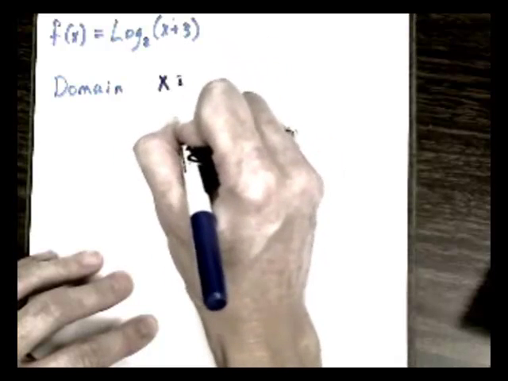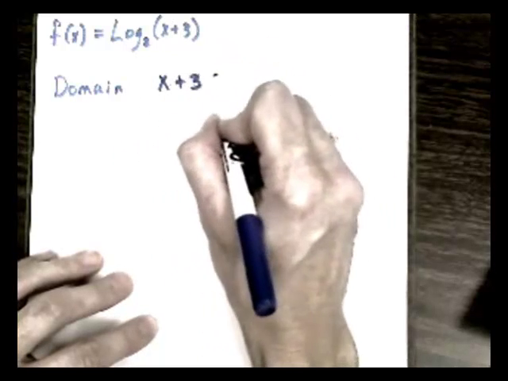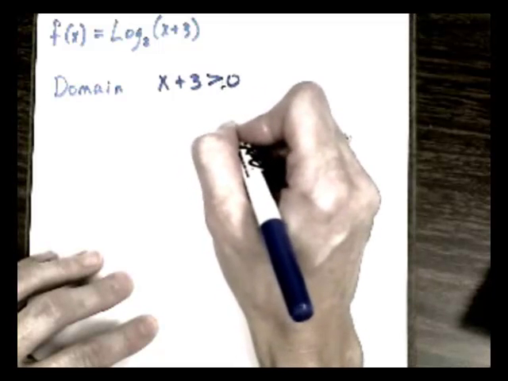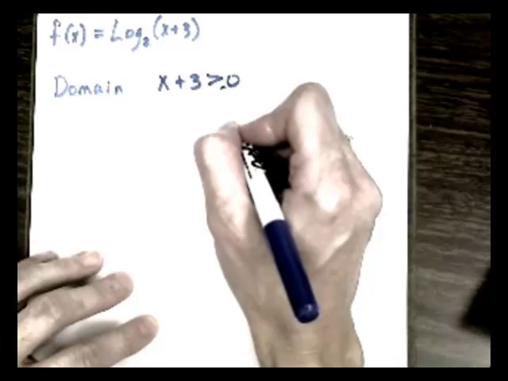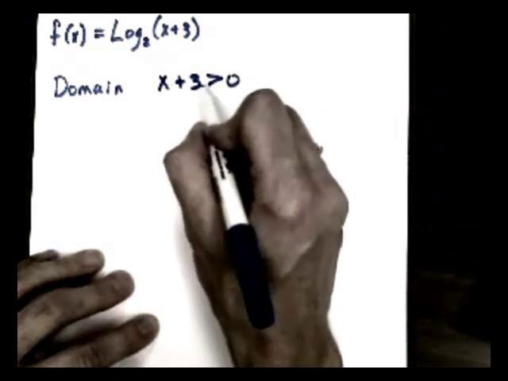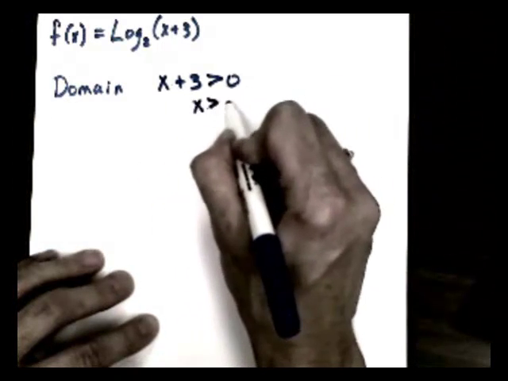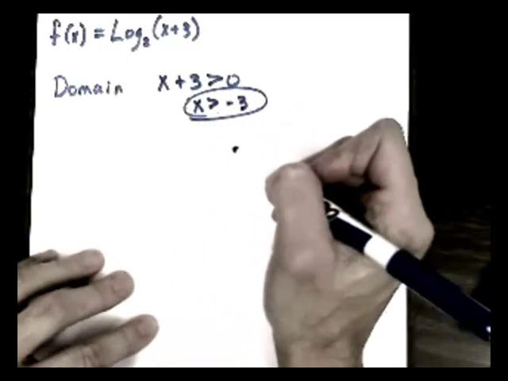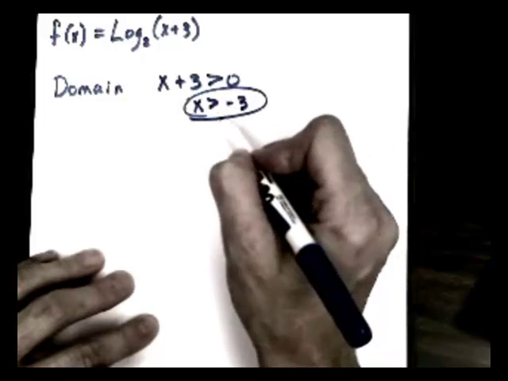So that means that the value connected with the logarithm always has to be positive. So x plus 3 in this example has to be greater than 0 so that it's positive. It cannot equal 0 and it cannot be less than 0. Less than 0 would make it negative. Solve this, you get x is greater than negative 3. That's the domain of the function. You can only use x values that are greater than negative 3.